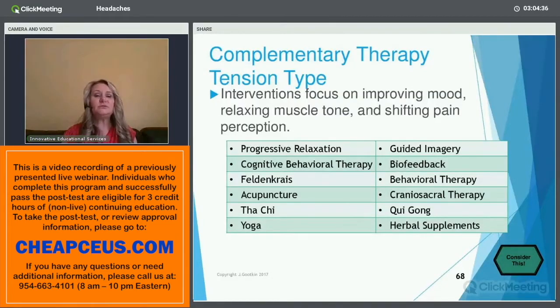Individuals who are presenting with tension type headaches have a musculoskeletal as well as psychological component. Some of the interventions that have been effective are progressive relaxation, guided imagery, as well as cognitive behavioral therapy to increase the individual's self-awareness, as well as allowing them to decrease their muscle tension and stress. So biofeedback can be helpful for them to realign and relax. Feldenkrais, which encourages a self-awareness of body movement and alignment, can be helpful, as well as yoga, Tai Chi, Qigong.